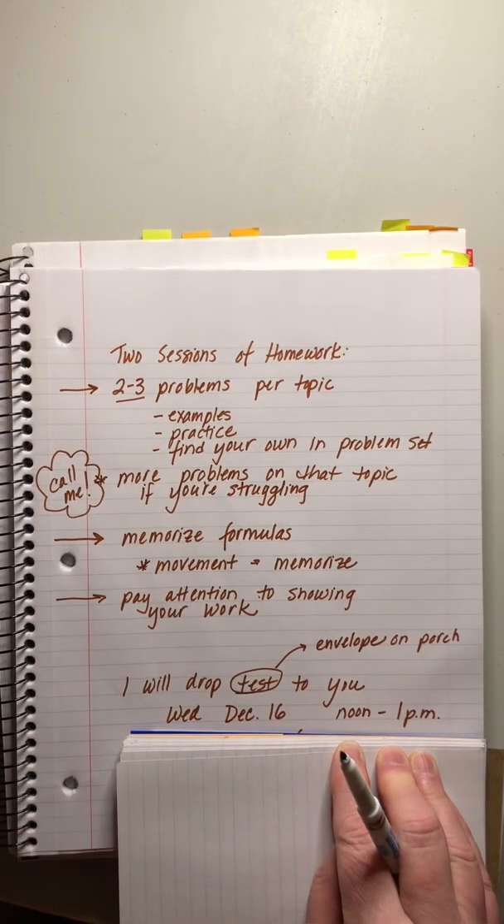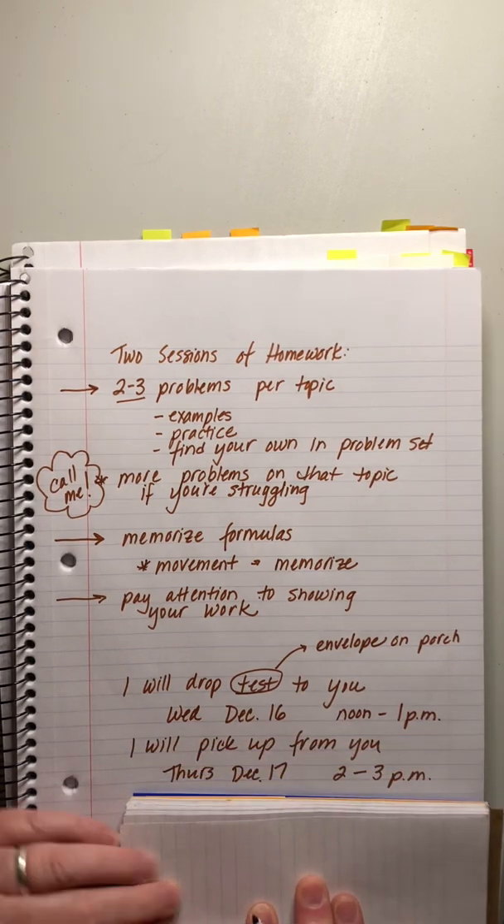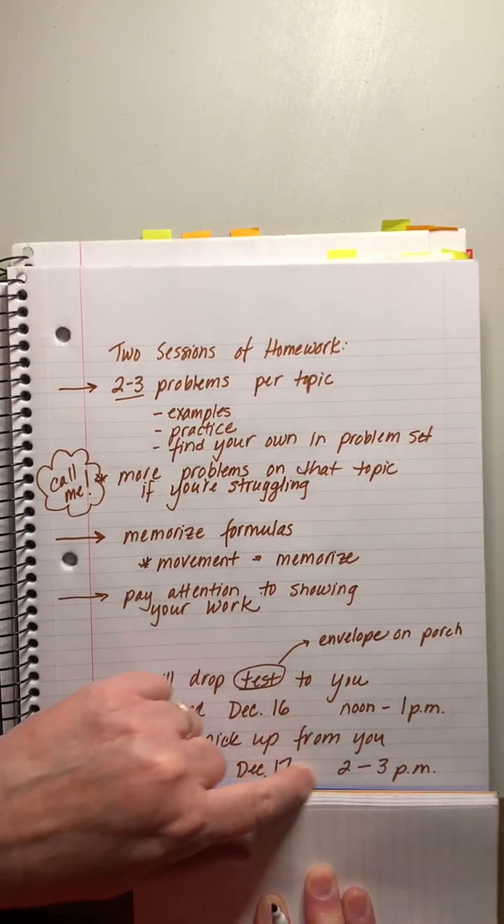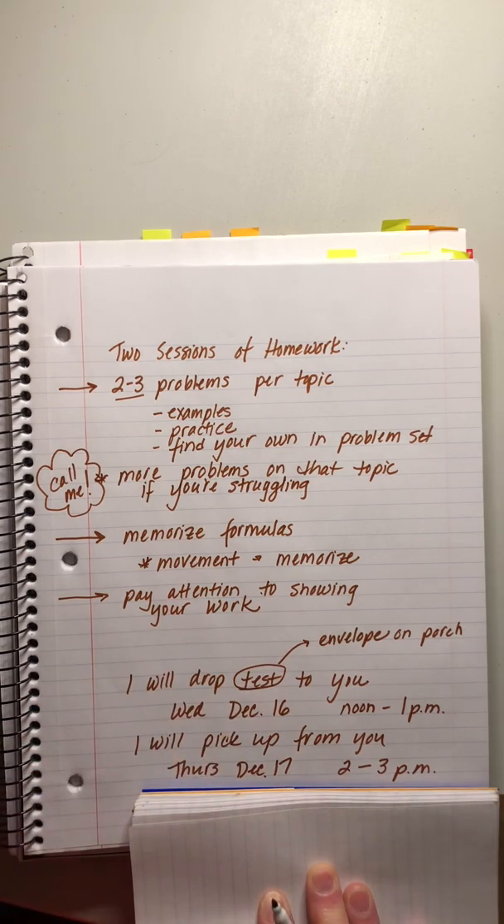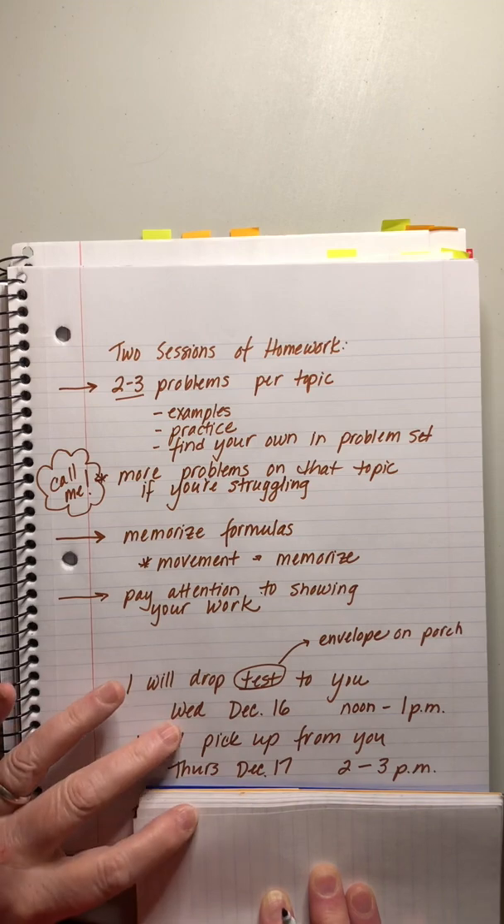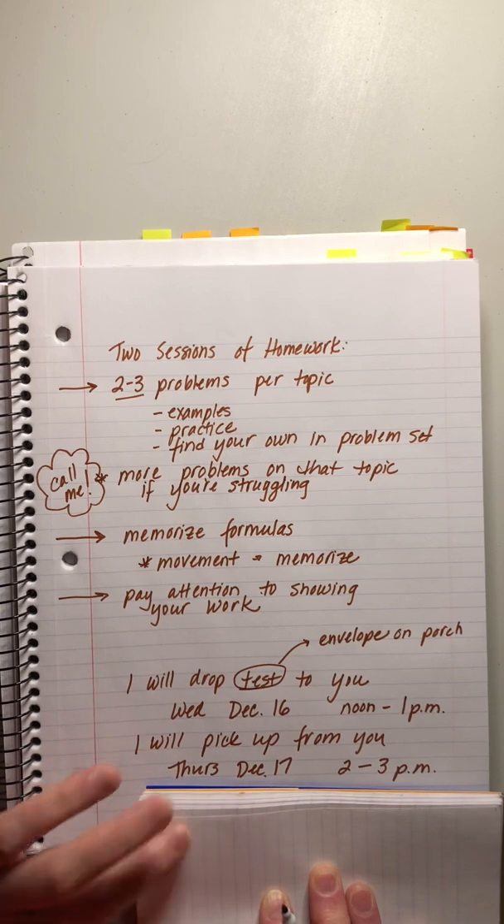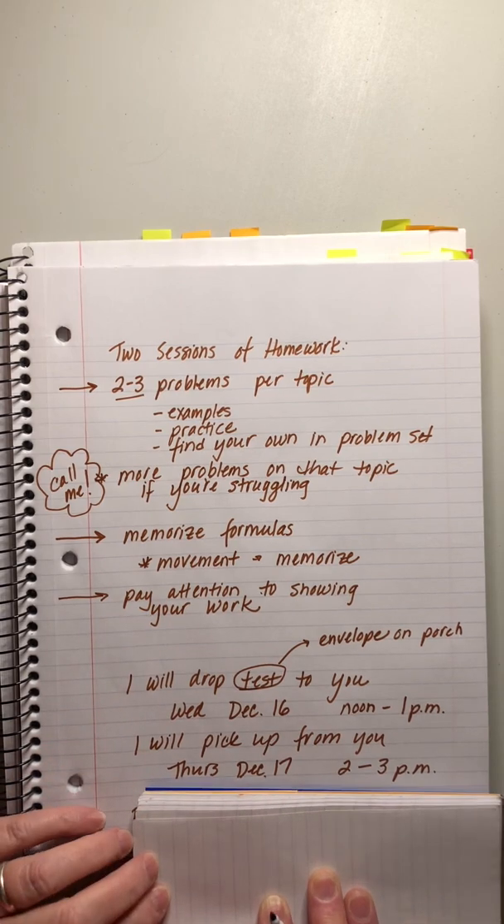You then have 24 hours to work the test according to your own schedule. I'll be back to pick it up from you Thursday, 2 to 3. If you finish right away, let's say you sit down as soon as I drop it off and do it, you can message me and say, hey, I'm already done and my test is back out on the porch. And if I have time, I'll come get it from you sooner. That would actually be better for me. So if your test is ready and waiting for me, just let me know.